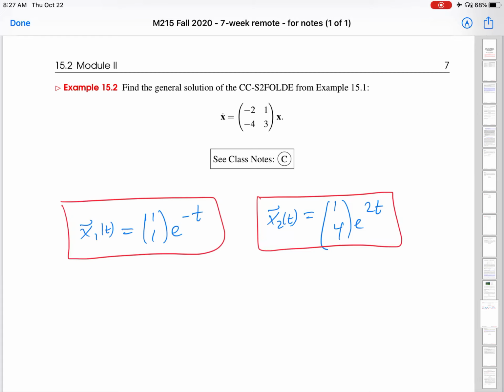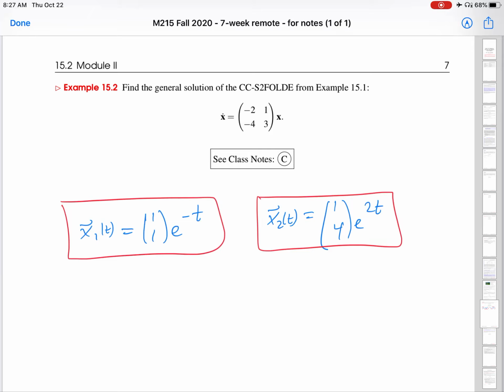We're going to work on Class Note C in Lesson 15. In this Class Note, I want to piggyback off what happened in Class Note A. This is the same system, and in that Class Note, we just found two vector-valued solutions. So those are the solutions that I've replicated here in red. In this Class Note, I want to find the general solution of that same system. So we're going to use the concepts and the procedure that we talked about in the previous video.